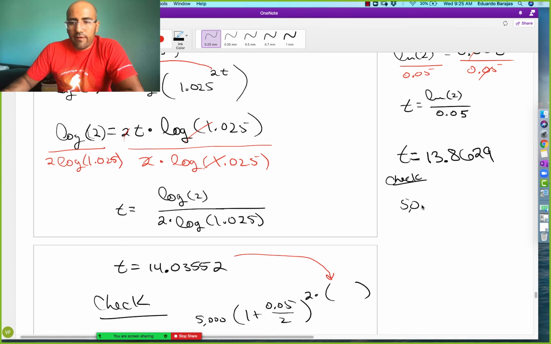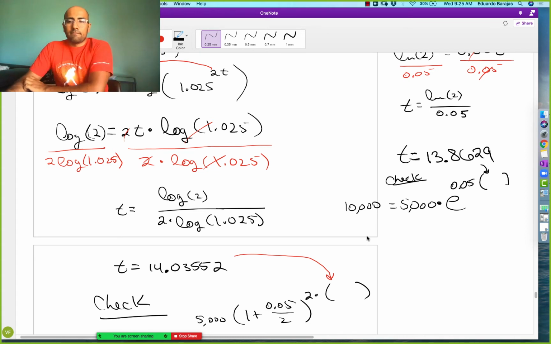Check that 5,000 initial investment times e to the 0.05 times this number, that this whole thing really will be equal to 10,000. I'm pretty sure it will. Any questions? No? So compounded continuously, the account will double in 13.8629 years. So that doesn't seem quite so easy to understand.